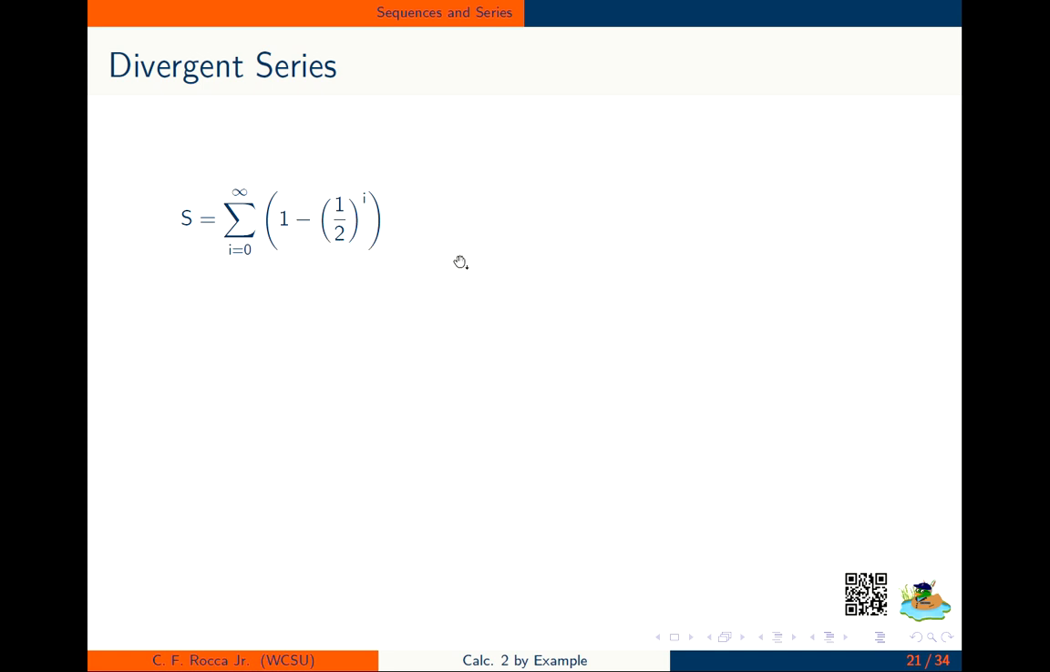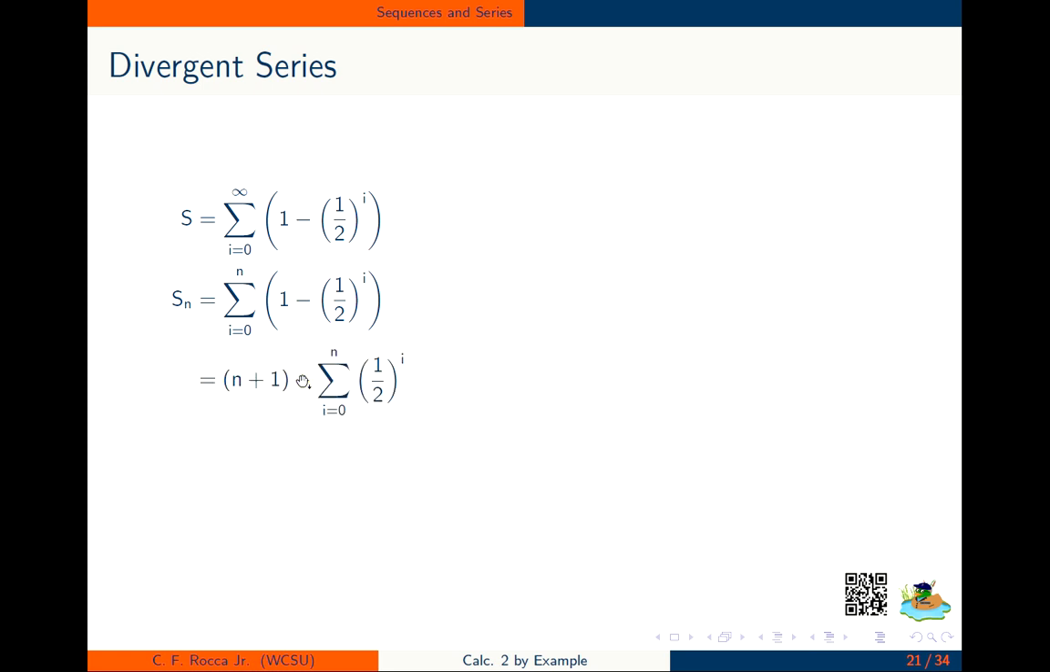To determine the convergence or divergence of an infinite series in Calculus 2, we look at the sequence of partial sums. So this is a typical partial sum. Instead of going from 0 to infinity, we're just adding up the first n plus 1 terms, from i equals 0 to i equals n. So we're just adding up a small piece of our series and then asking what happens to those pieces as n gets larger and larger.